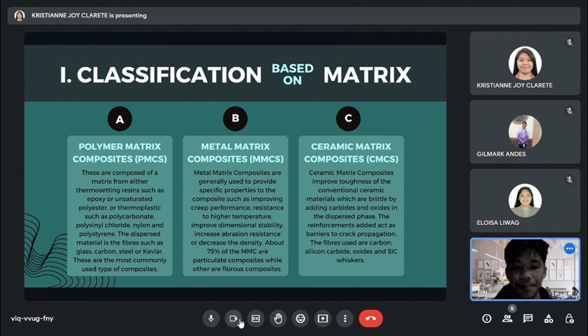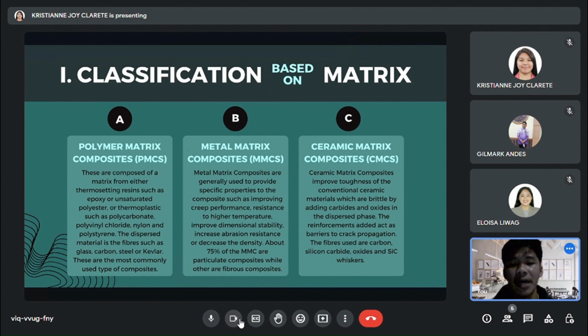So next we have B, metal matrix composites or MMCs. Matrix composites are generally used to provide specific properties to the composites such as improving creep performance, resistance to higher temperature, improve dimensional stability, increase abrasion resistance, or decrease the density. About 75% of the MMCs are particulate composites while others are fibrous composites.